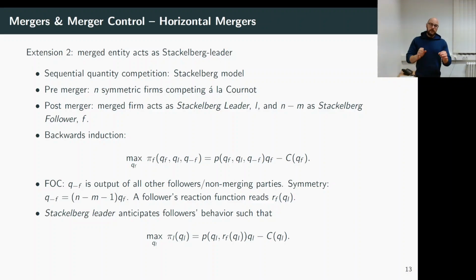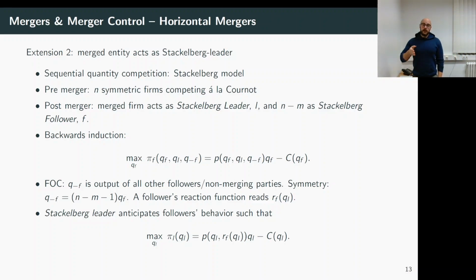So that means that from the perspective of the follower that we are examining, what the other followers do is 7 times what I do, right? Because the leader behaves differently and there are 7 other followers in the market. And from this we can get the follower's reaction function. Now this is just a function of QL, because what we basically do is rearrange this FOC with respect to QF. We will see how that might look in a given environment on the next slide.